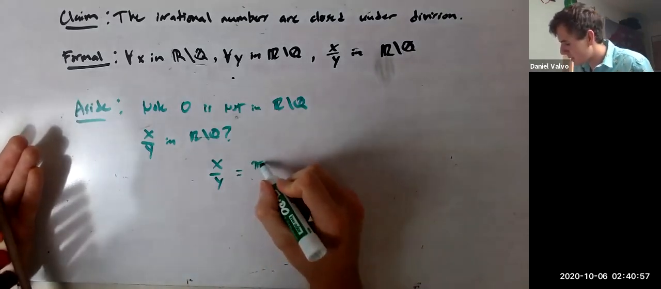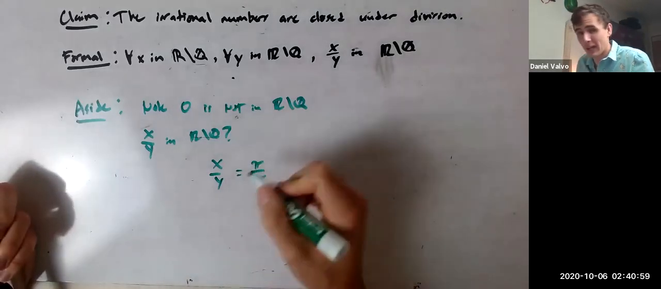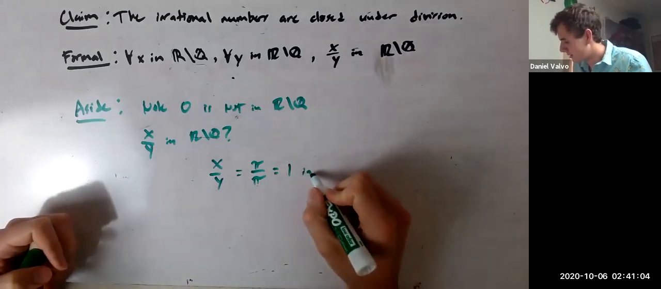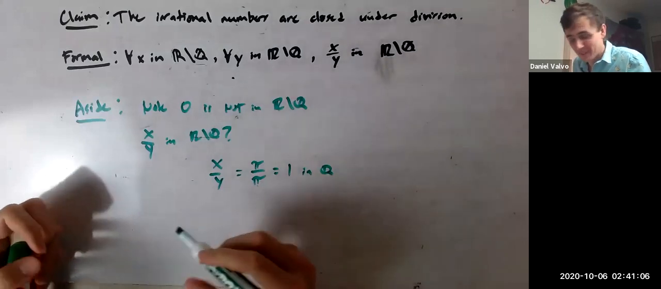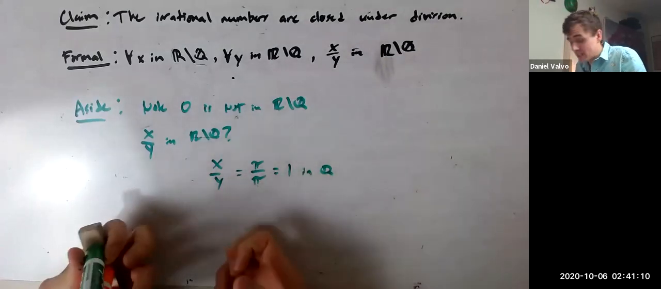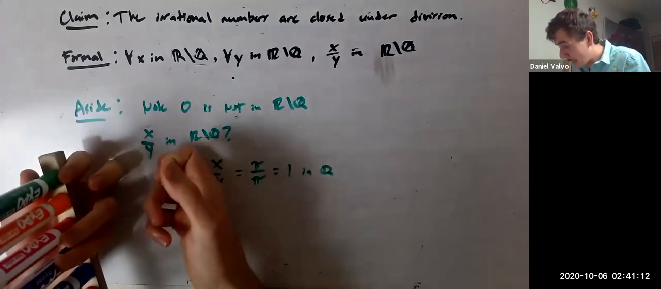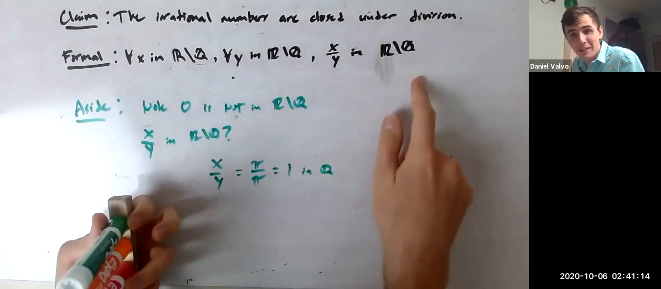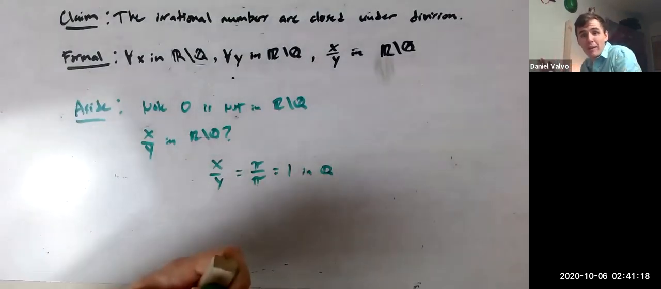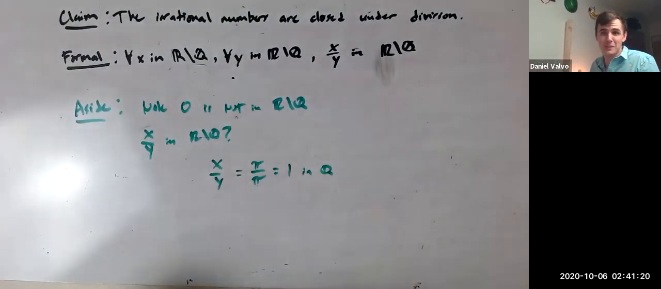But think about this. What if you just did pi over pi? Or pick any one of your favorite irrational numbers, that just equals 1, which is very rational. So the point is, this is our counterexample. This is an example of an x and a y that are in the irrational numbers, but the division is not. So they're not closed. You can get out of the irrational numbers by dividing two irrational numbers. Make sense?